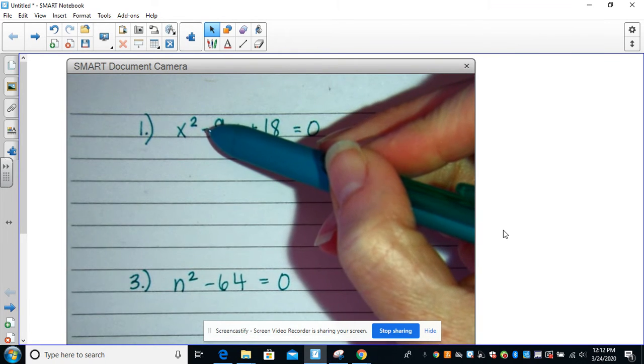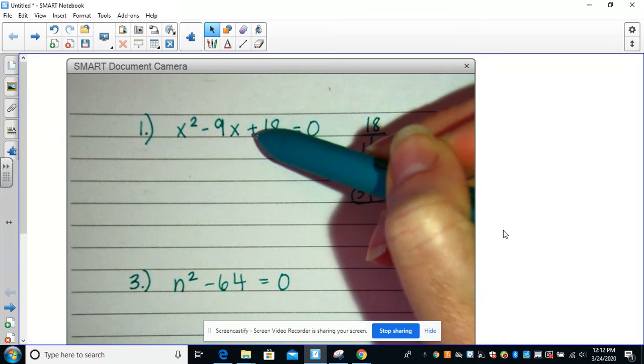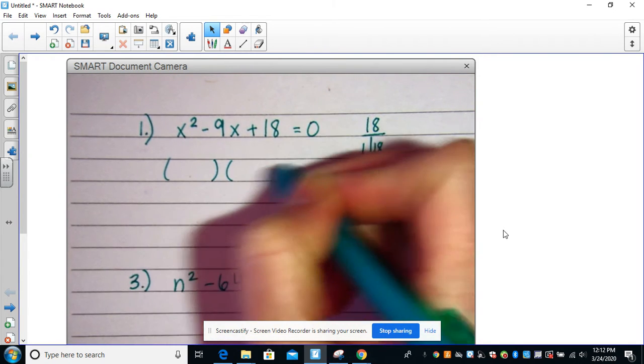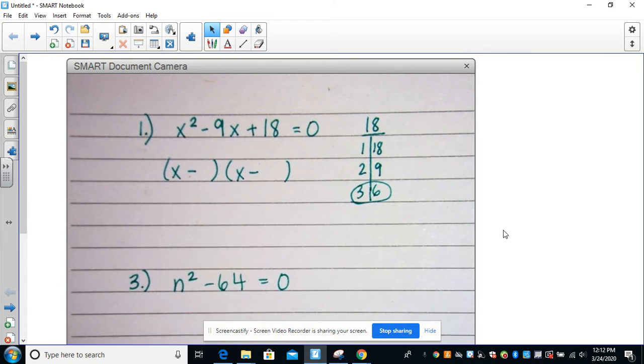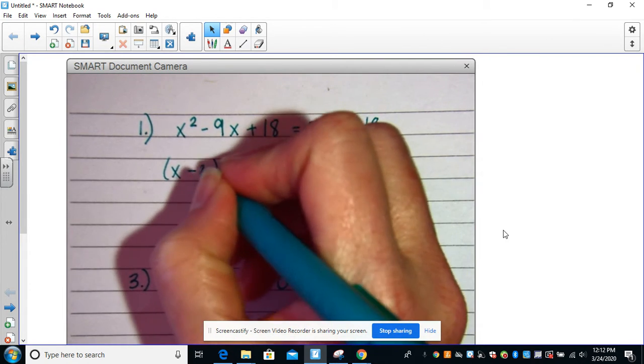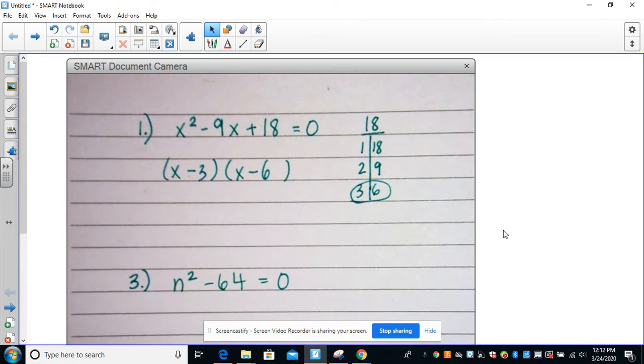Another thing that you need to remember is if you have a negative here and a positive here, that means both of these are going to have to be a minus in order to make a negative in the middle and a positive at the end. So we're going to have a minus 3 and a minus 6.